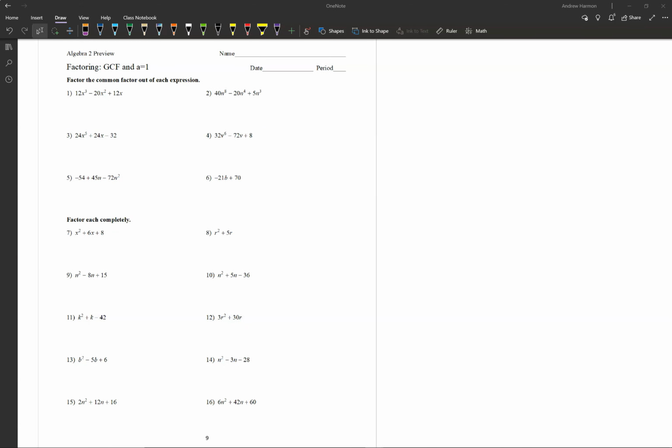We printed the whole packet. All of the notes are in the front of the packet, and all the practice work starts on page 9. So this is the page we want you guys to start practicing on. Notice this first part is just finding the greatest common factor, no sum and product. And the second one is sum and product, and there may be some greatest common factor in the initial part of the problem. Okay, but that's the page we want you guys to practice today.